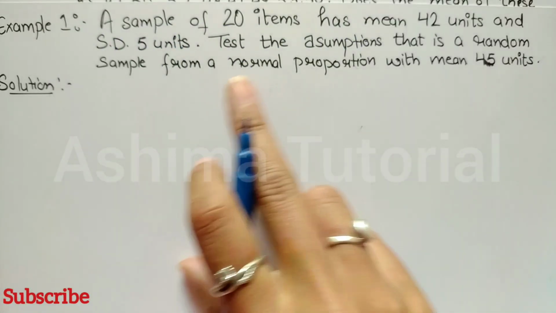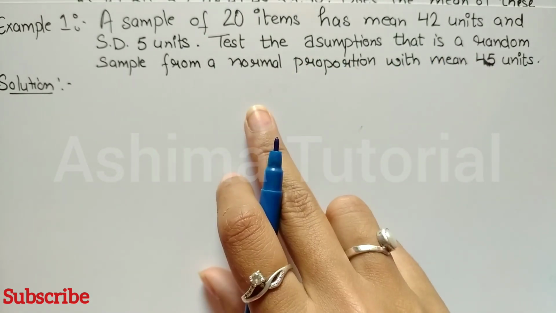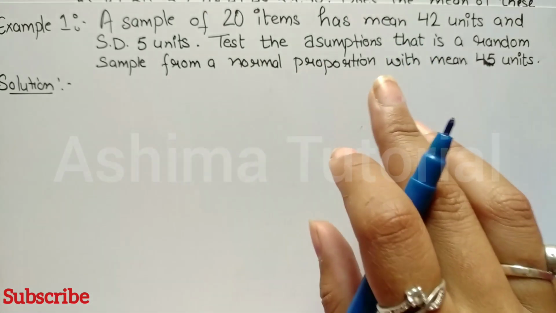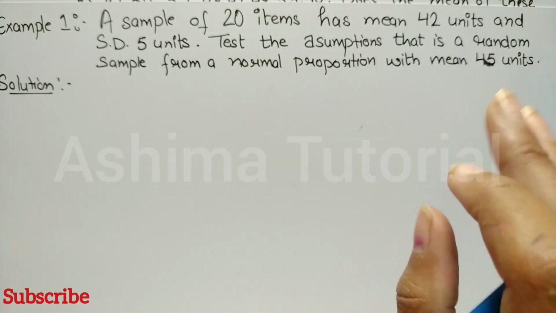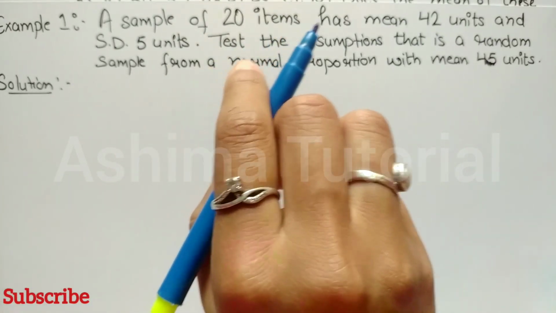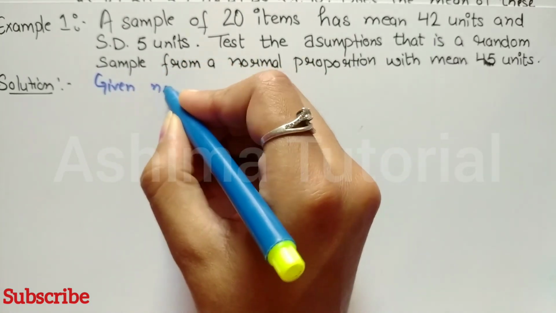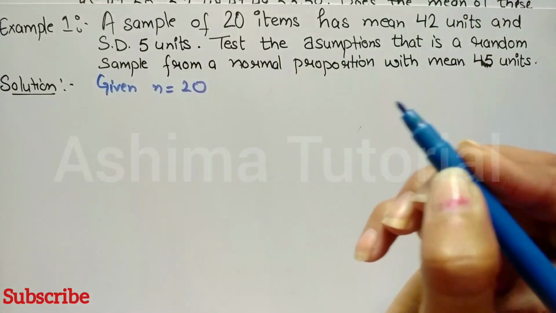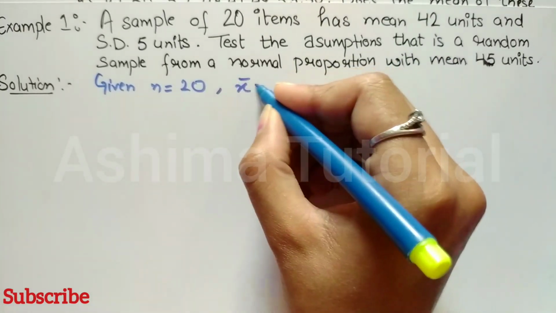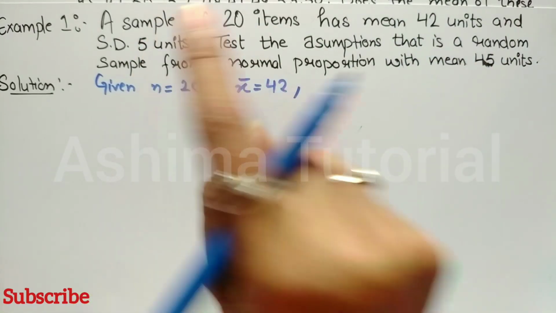A sample of 20 items has mean 42 units and standard deviation 5 units. Test the assumption that it is a random sample from a normal population with mean 45 units. Solution: what we have given first, given n is equal to 20 and sample mean, denoted by x bar, is equal to 42 units, and sample standard deviation, denoted by small s, is equal to 5 units.